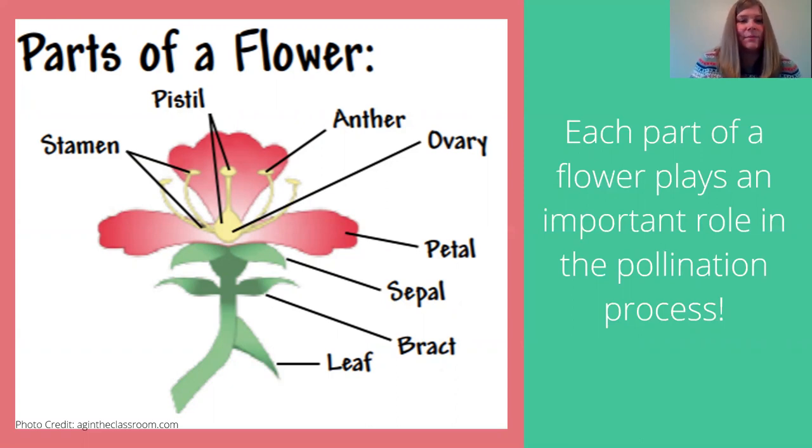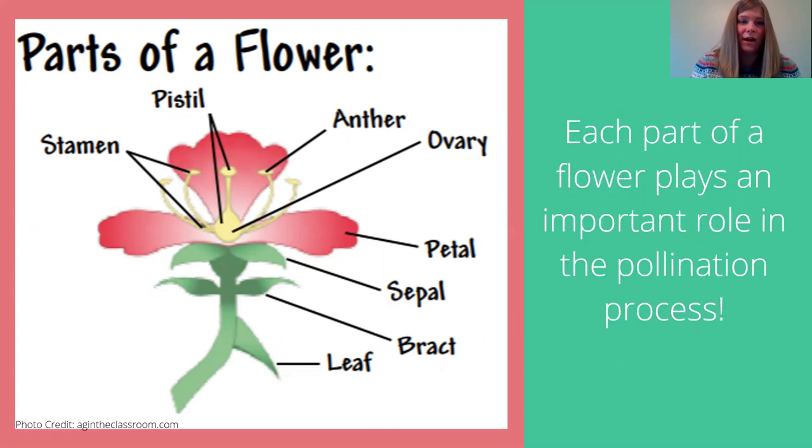Now the anther is labeled on this picture. You can see it's that top part. The anther is the part that's actually containing the pollen. And then the filament is that tube part underneath that's holding the anther up. So together, those two pieces make up the stamen, and the stamen is the male part. So then if we move on to the pistil, it is the female part of the flower, and it's made up of the stigma, the style, and the ovary.